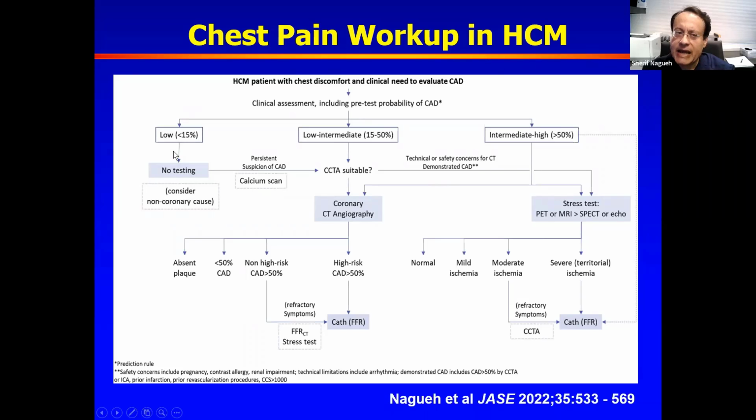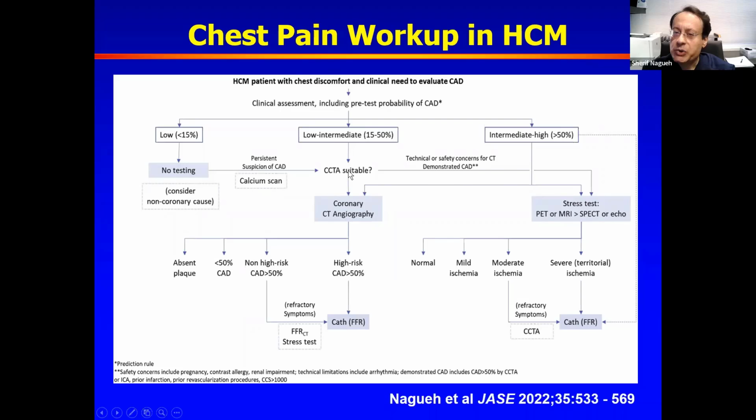With a low risk and a pain that is clearly non-cardiac, no further testing really is needed. If it is persistent or there is a high suspicion for CAD, you can consider a calcium score. If it comes back 0, that's where things end. If you are looking at a patient with a low to intermediate risk and they are suitable candidates for CTA, you can proceed to that, and then based on the findings of the CTA, you may or you may not need to go to coronary angiography.